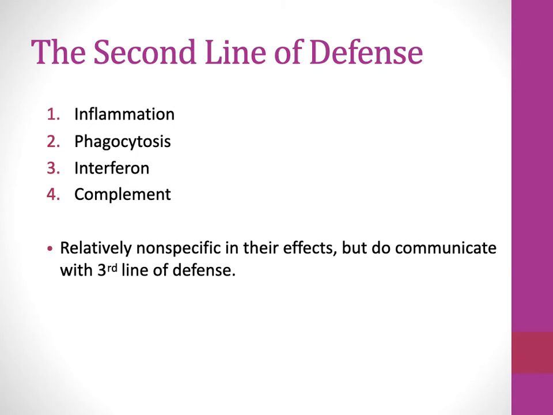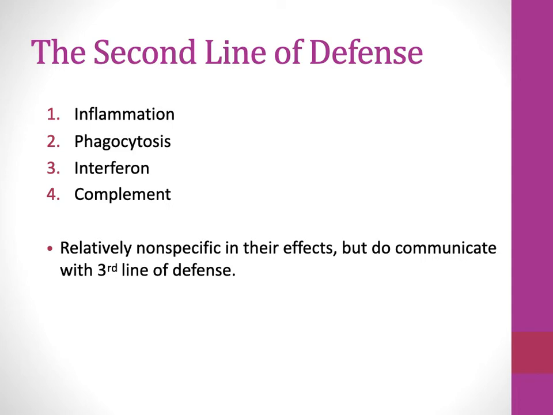So looking at the second line of defense, these are the cells that are going to end up having a response to a pathogen or damaged tissue. And so those responses can come in different cellular processes. We do want to keep in mind that these processes, the second line of defense of the innate, really are important for the third line of defense, the adaptive.